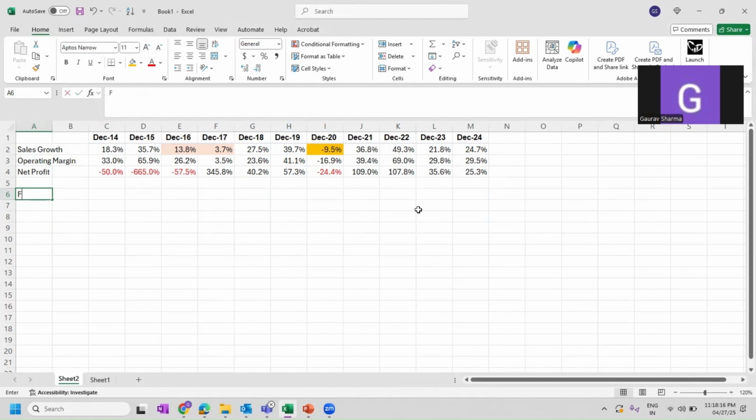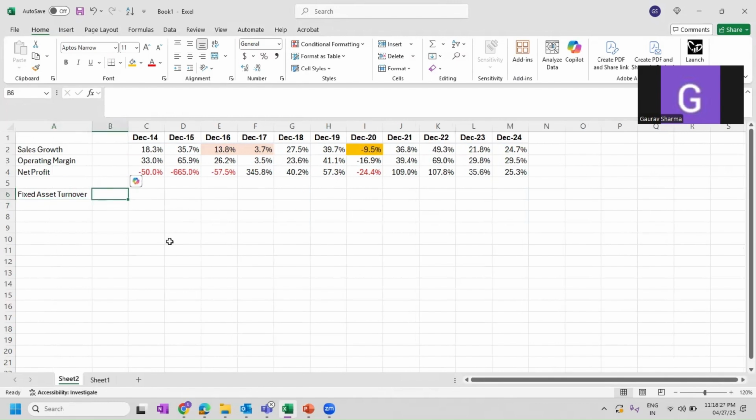So we'll start with fixed asset turnover. If you are not already aware of this ratio, let me put down the formula for you. The formula is simply sales divided by fixed assets. So what this ratio denotes is for every rupee or for every dollar that you invest in the business as fixed assets, how much of a sale that rupee is generating.